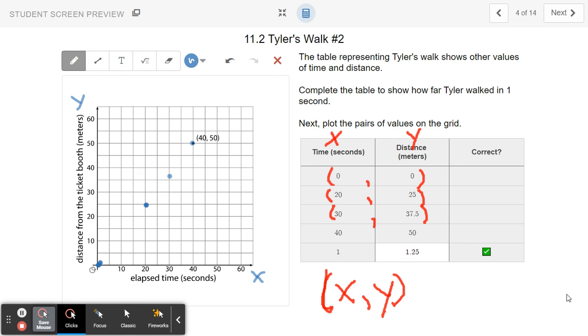So here we have it. We have all of our pairs plotted. We have our COP, right? We filled in the chart. We know that Tyler is walking 1.25 meters for every second. So let's see what's next.